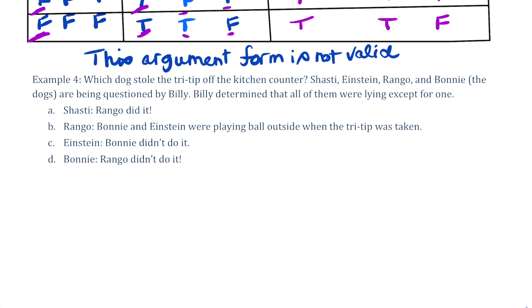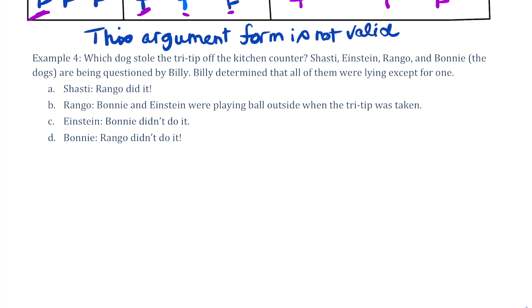So Shasti says Rango did it. Rango says Bonnie and Einstein were playing ball outside when the tri-tip was taken. Einstein said Bonnie didn't do it. And Bonnie says Rango didn't do it. Good so far? All right, so I don't know if you want to do this in symbols or not.